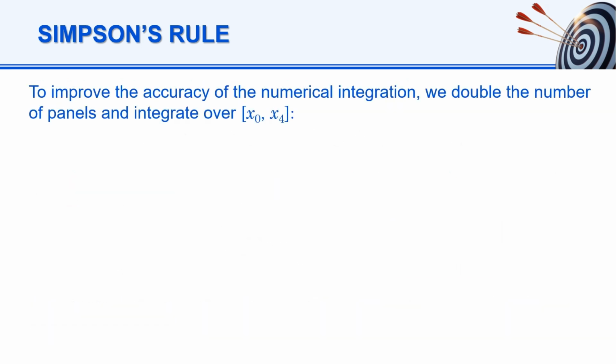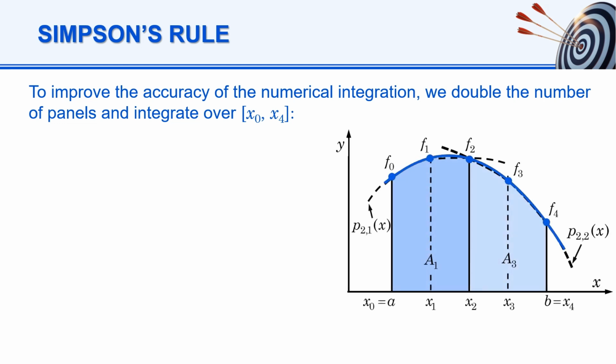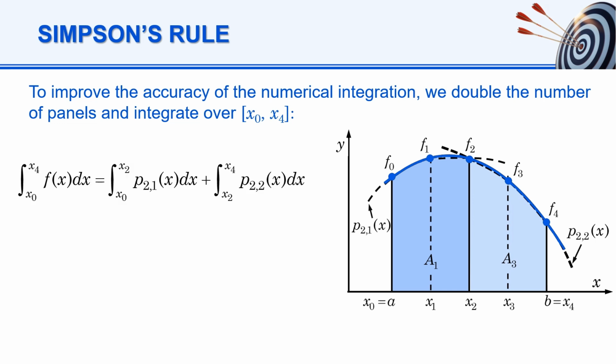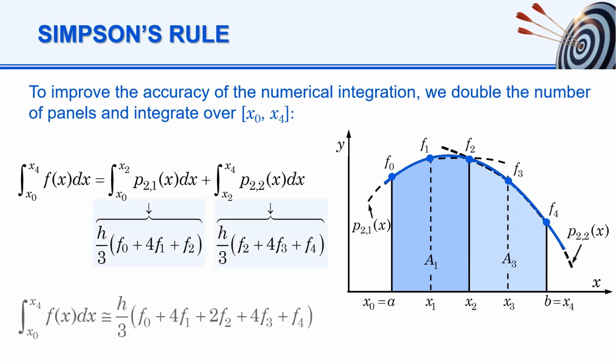To improve the accuracy of the numerical integration, we double the number of panels and integrate over the interval from x0 to x4. Using the first 2 panels, we integrate the resulting quadratic polynomial P2(1)(x) between x0 and x2 to get the area A1. Likewise, using the last 2 panels, we integrate P2(2)(x) over x2 to x4 to find the area A3. We then apply Simpson's rule to A1 and A3. After simplifying, we get the following expression.